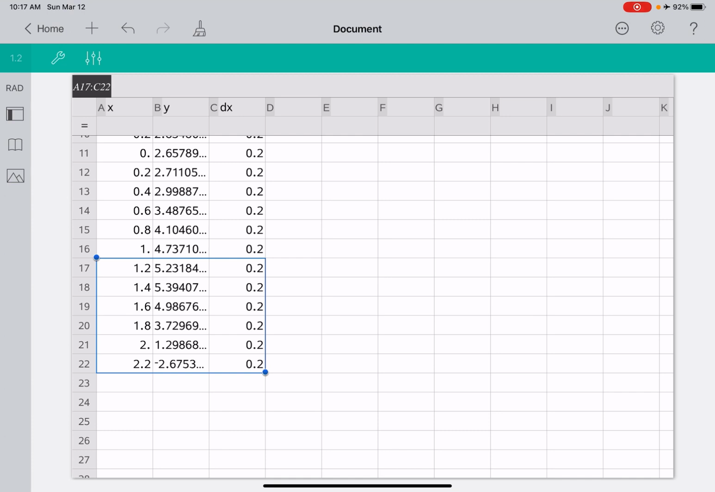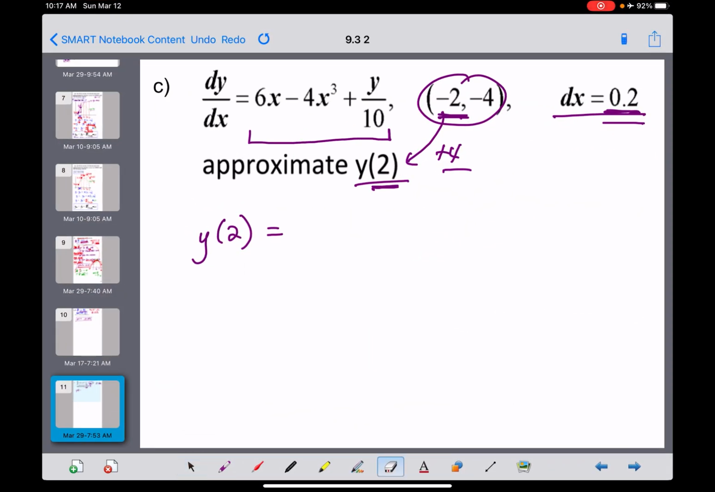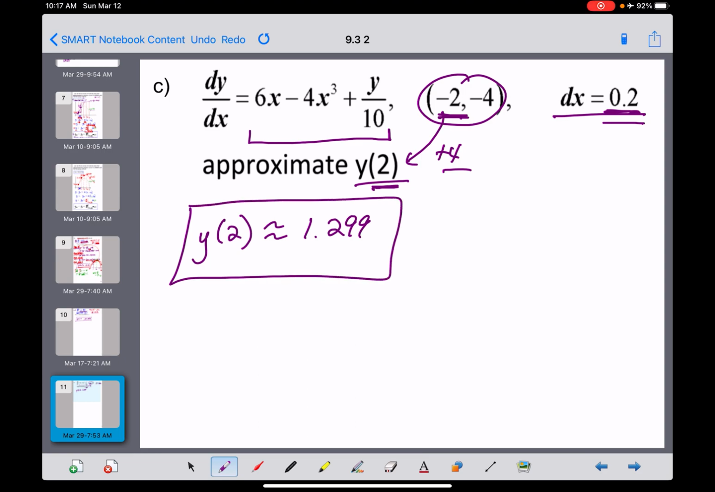1.299. I'm looking at that cell right. There you go. 1.299 for the approximation here for y of 2. I should not have had an equals right there. Okay, there we go. And 1.299, and that's our answer to that problem.